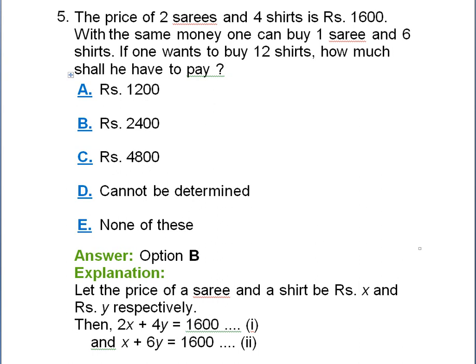So moving further to the question. The price of 2 saris and 4 shirts is 1600 rupees. With the same money one can buy 1 sari and 6 shirts. If one buys 12 shirts, how much shall he have to pay?